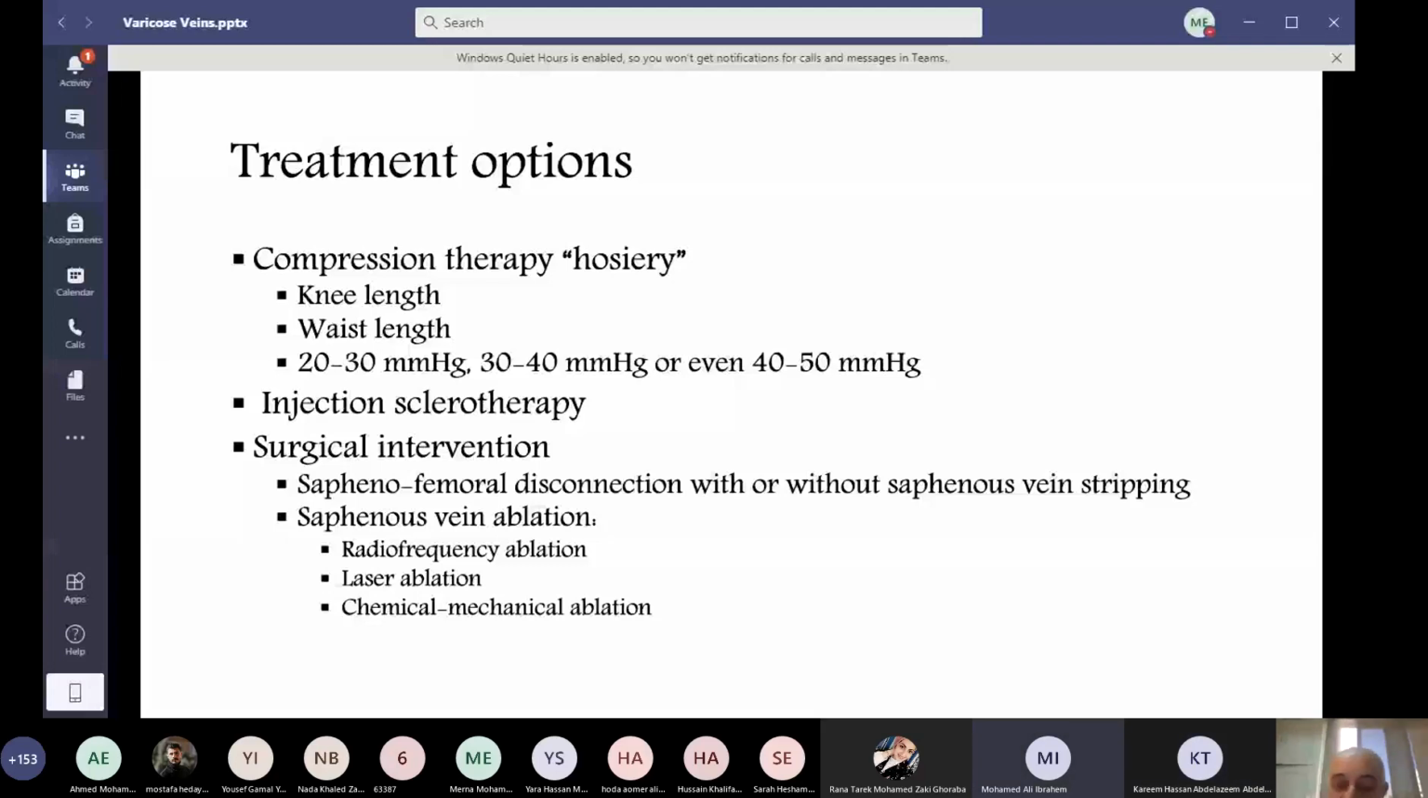Surgical intervention could be by open surgery in the form of saphenofemoral disconnection with or without saphenous vein stripping. We will see it later. This could also be supported by phlebectomy, to remove these untoward small communications when they are ugly and troublesome to the patient. The other thing is saphenous vein ablation. This could be by radiofrequency ablation or by laser ablation.